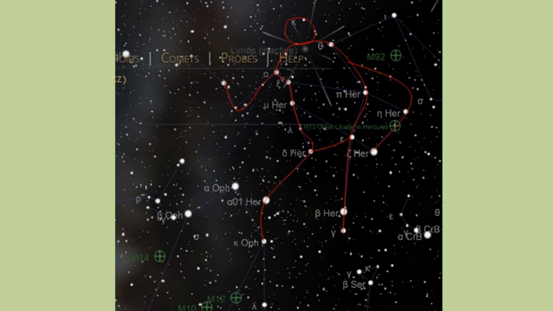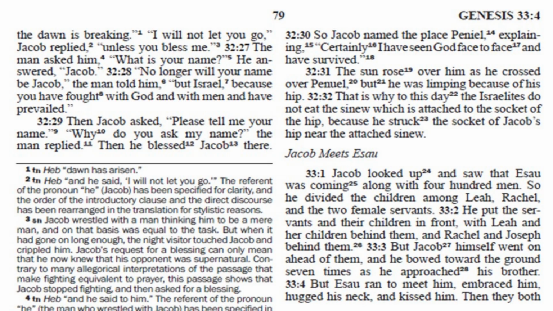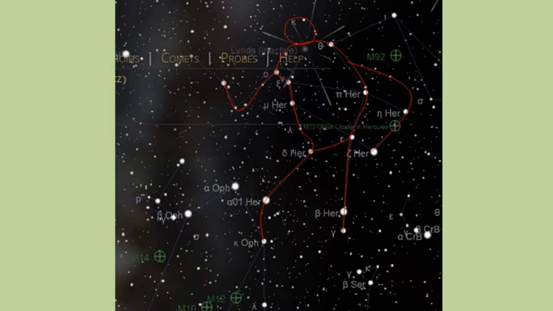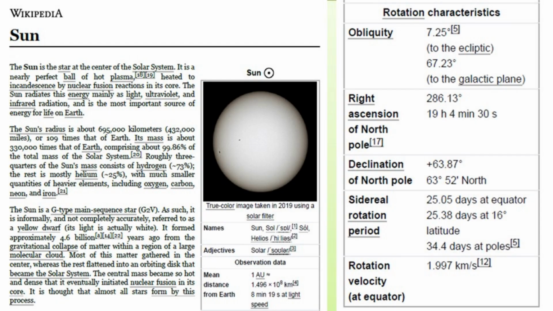As we all know, when a man limps, his body tilts to a side. Therefore, it indicates that the sun's axis was tilted when it was in the constellation of Hercules, which is figuratively mentioned as limping. Scientists have estimated that the sun's axis is tilted by 7.25 degrees to the plane of the ecliptic and by 67.23 degrees to the galactic plane.